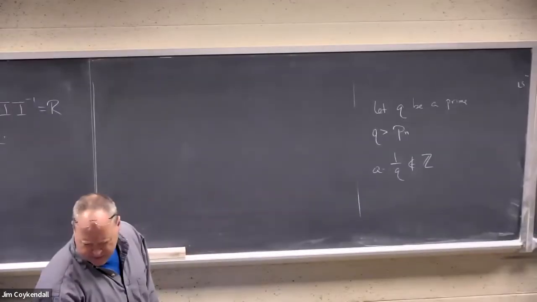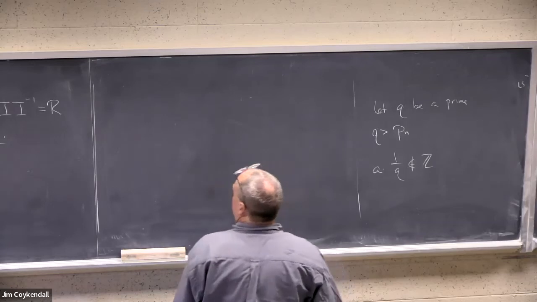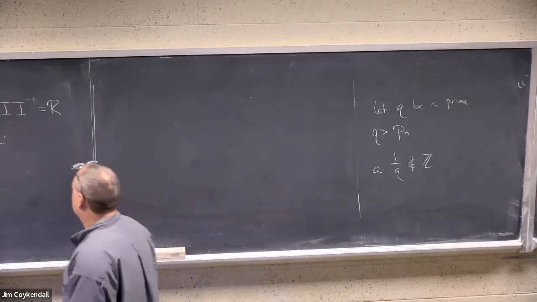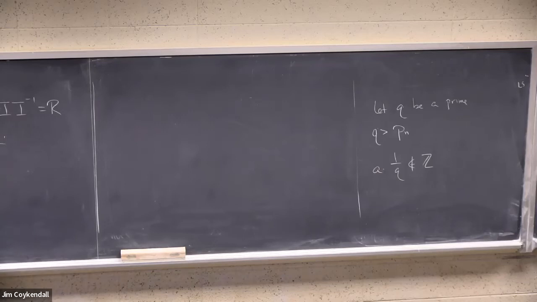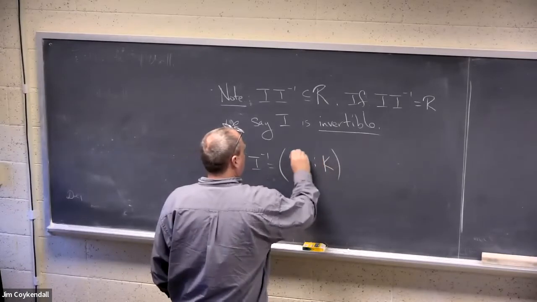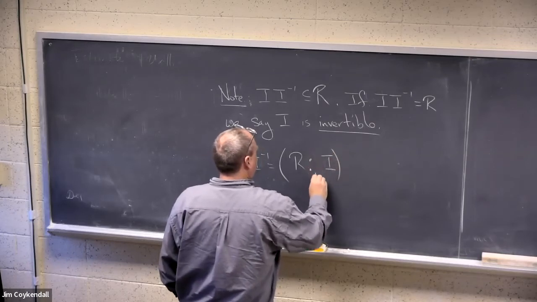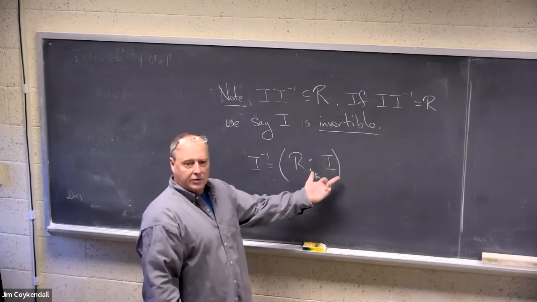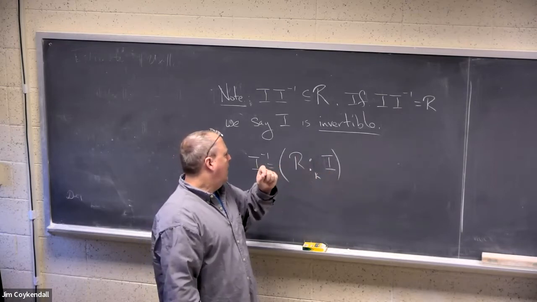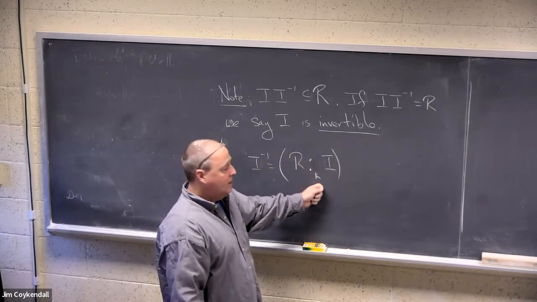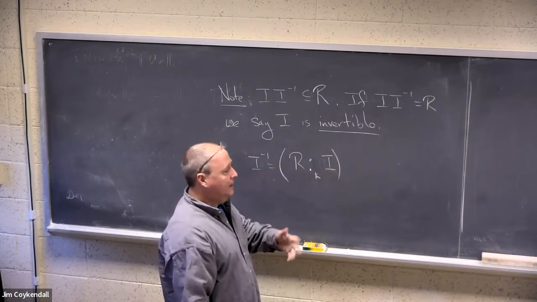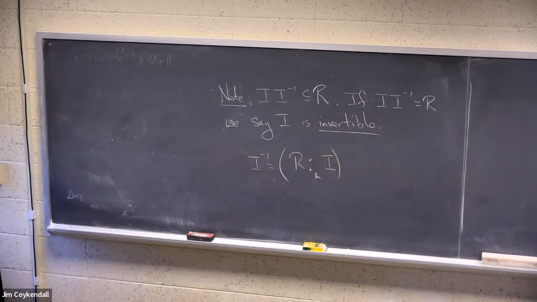Something else I want to say about that too. Another way, I inverse is sometimes written this way. This is a conductor notation. This means all the stuff in K that blasts I into R. Right, and that's what this definition is. It's all the stuff in the quotient field K that blasts I inside R. So let's look at some examples.